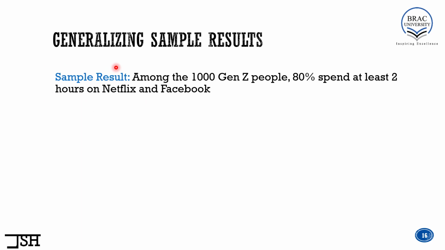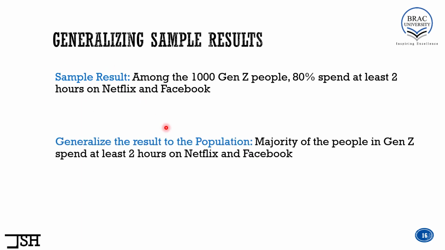Now how can we do statistical inference here? We can generalize the result to the population by saying: the majority of the people in Generation Z spend at least 2 hours on Netflix and Facebook. Whatever result I got from the sample, I'm assuming more or less the same thing for the whole population as well. So we can do this sort of statistical inference sometimes.